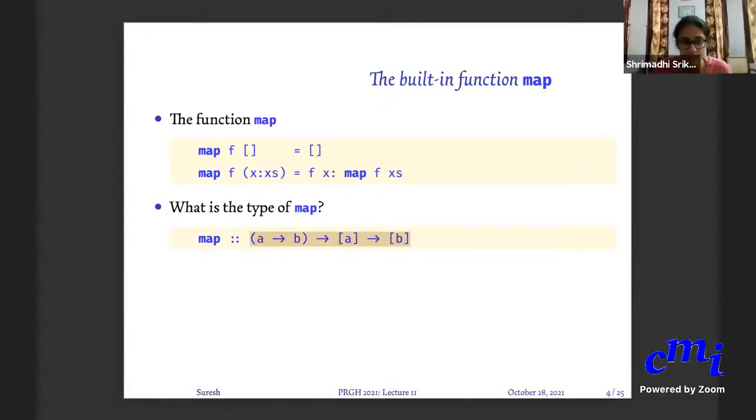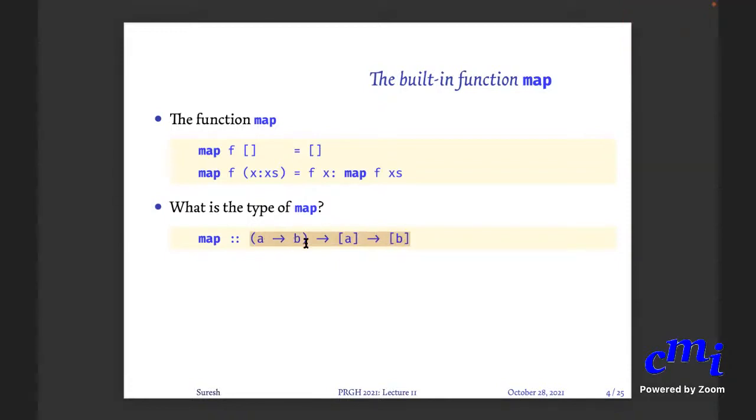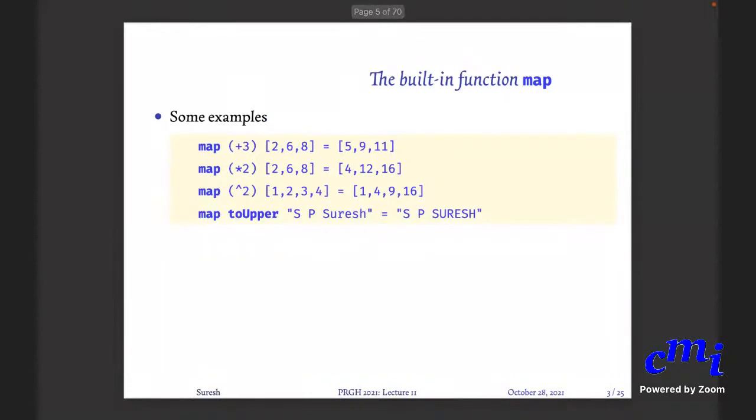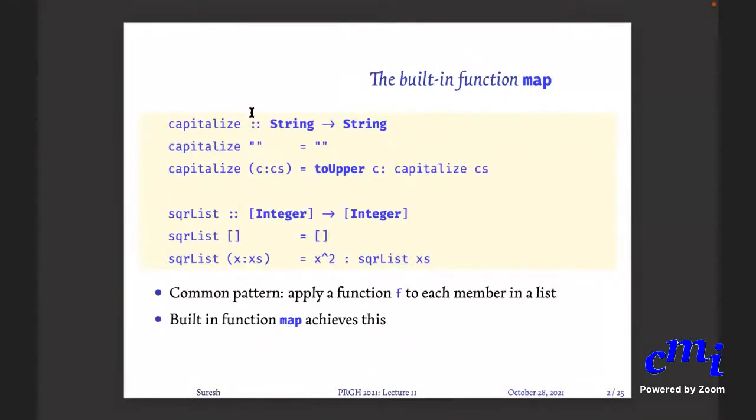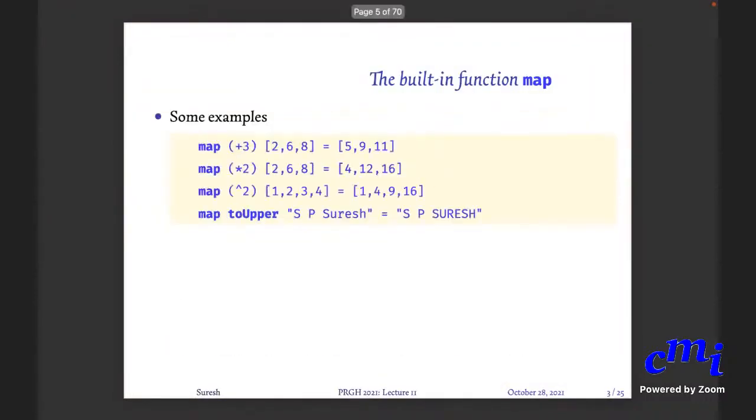Yes, sir. Okay. Note that A and B need not be the same. Okay, that's important to remember. In our examples, A and B are the same, in the first two examples that we gave. For capitalize, it's a character arrow character, the map that is being used. toUpper is the thing that is being used. For a square list, it is the squaring that is going from integer to integer. But it need not always, the A and B need not be the same.